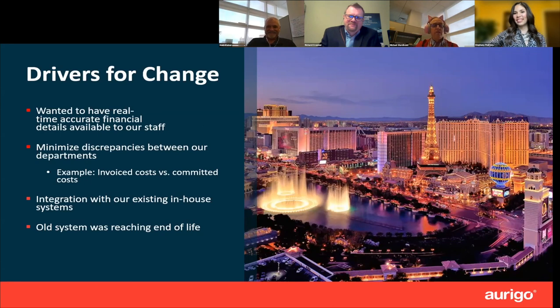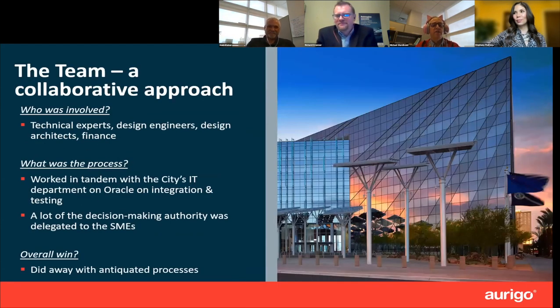So let's jump on to the next slide here, which talks about the team. We knew this was going to be impacting multiple units in the city. So we had subject matter experts from the engineering design section, from the architectural section. We have the most amazing finance team in the world. I cannot sing their praises enough. Their participation, involvement, and input was key. They're the money people, and they were just absolutely amazing.